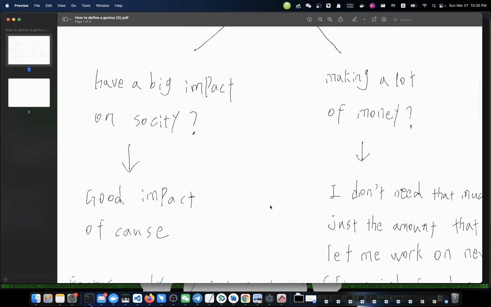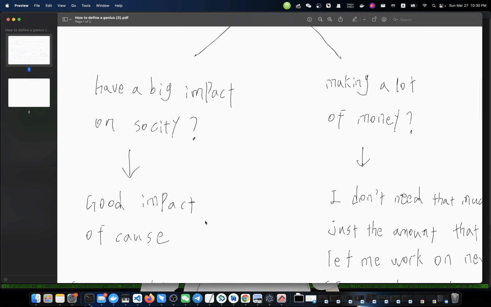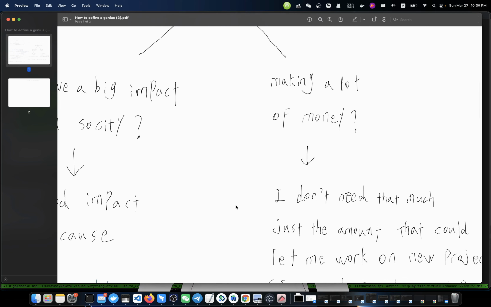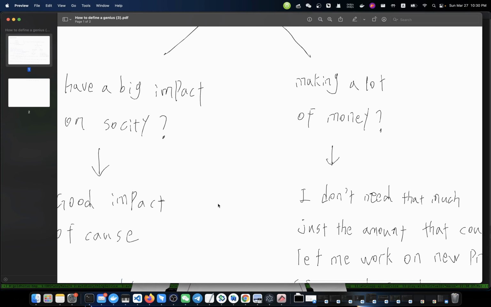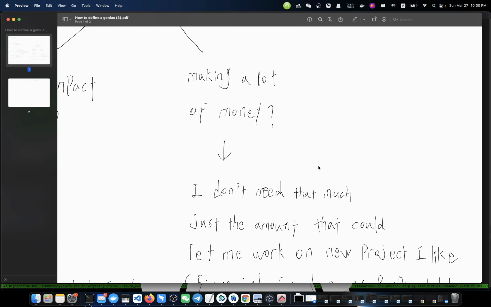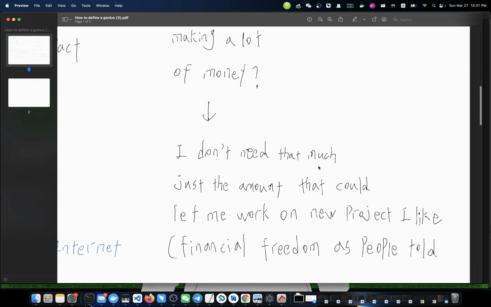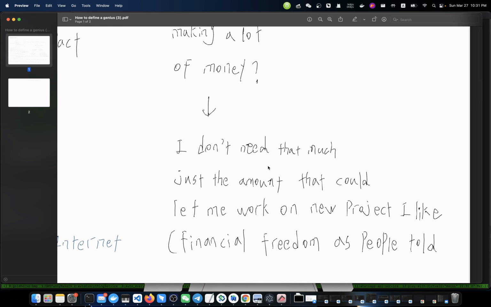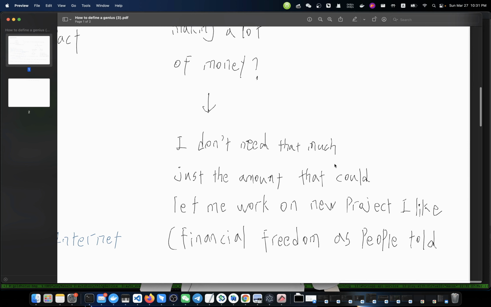For example, if you can have a positive impact on society, then it's worth doing. Or if it cannot make any positive impact on society, but it can make you rich, it can make a lot of money for you, then it's also okay. But for me, I don't need that much money, I just need part of it so that it lets me have the freedom to work on those projects that I want to work on. And this is something that people normally call financial freedom.